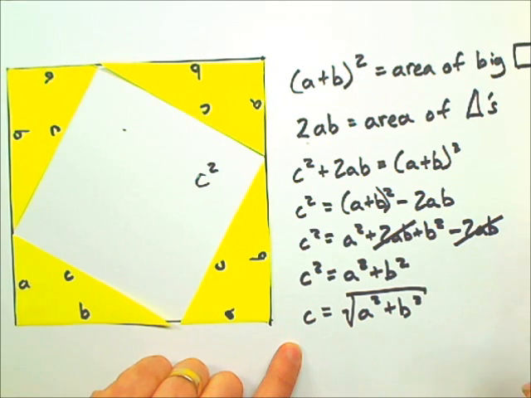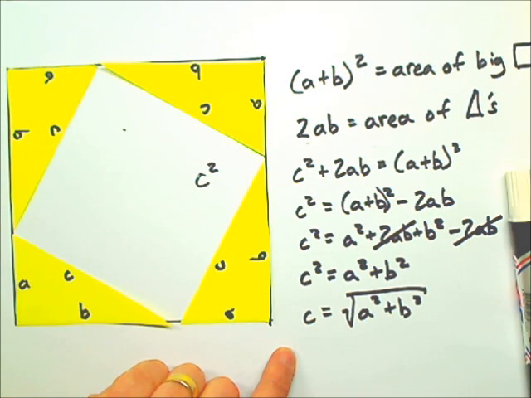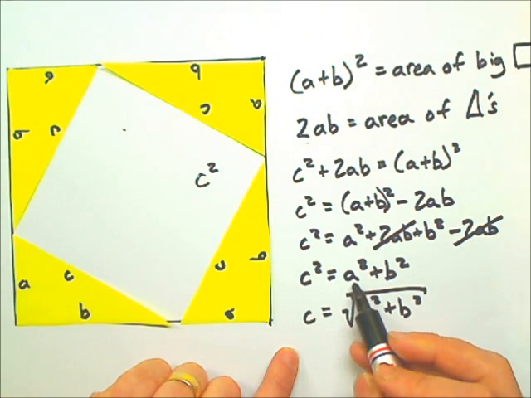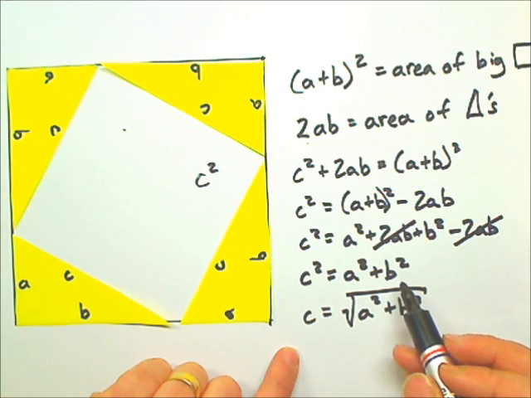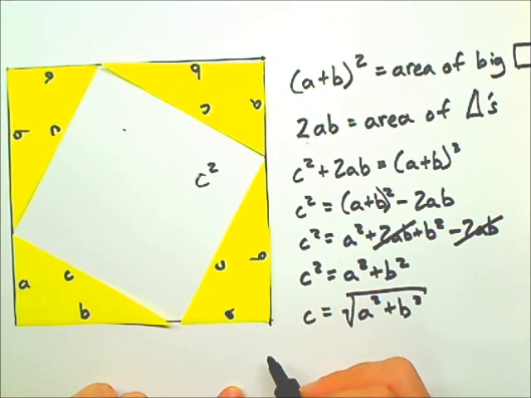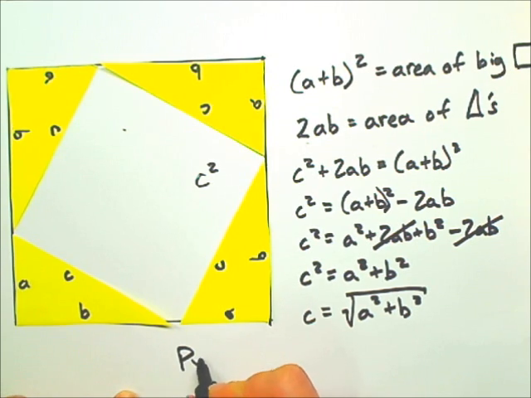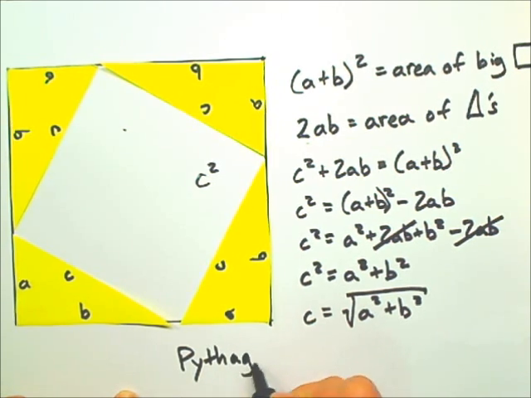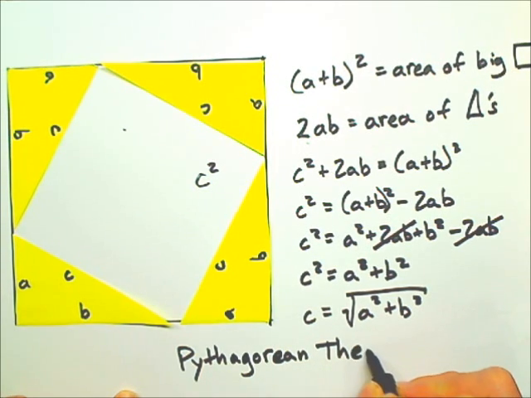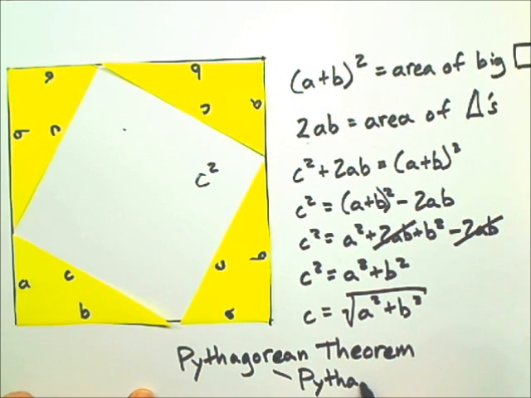Okay? Now, what we've just done is proven a very famous rule in math. This c squared equals a squared plus b squared. This is called the Pythagorean Theorem. Do I have space to? Yeah, I can write that here. Pythagorean Theorem. It's named after a Greek guy who lived a long time ago called Pythagoras.